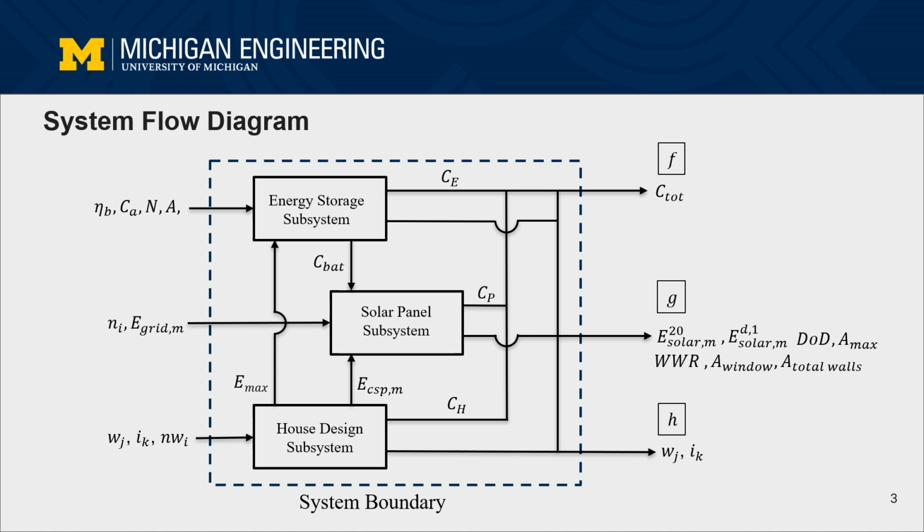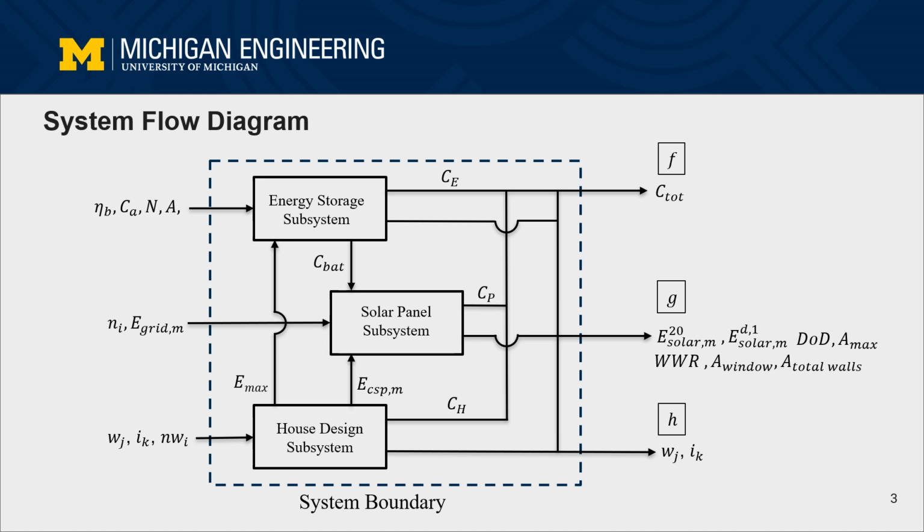The shared variable between the energy storage and solar panel design subsystems is the battery capacity. Similarly, the energy storage and house design subsystems have the maximum energy as a shared constraint. Last, the peak monthly energy consumption is the shared constraint between the solar panel and house design subsystems.